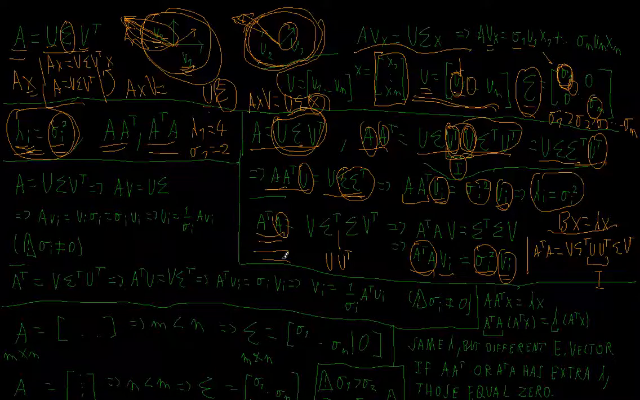Like if you do maybe A transpose A, you will get a 2x2 matrix, but if you do A times A transpose, so the opposite, you will get the 3x3 matrix. So it's better to compute the 2x2 matrix because it's easier to find the eigenvalues. Remember, the eigenvalues of both cases are the same, so it doesn't matter.